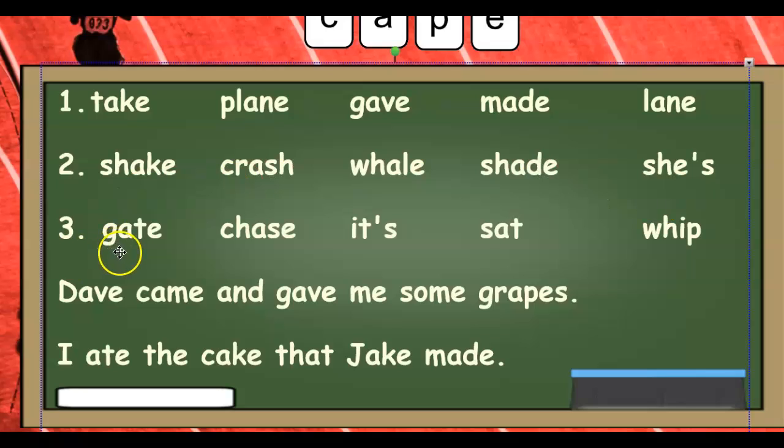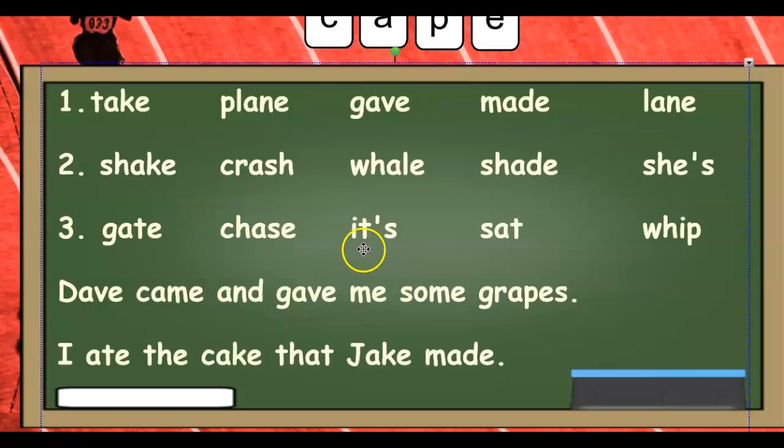Let's do the last row together. This first word, g-ate. G-ate. What is the word? Gate. Ch-ace. Ace. What is this word? Chase.